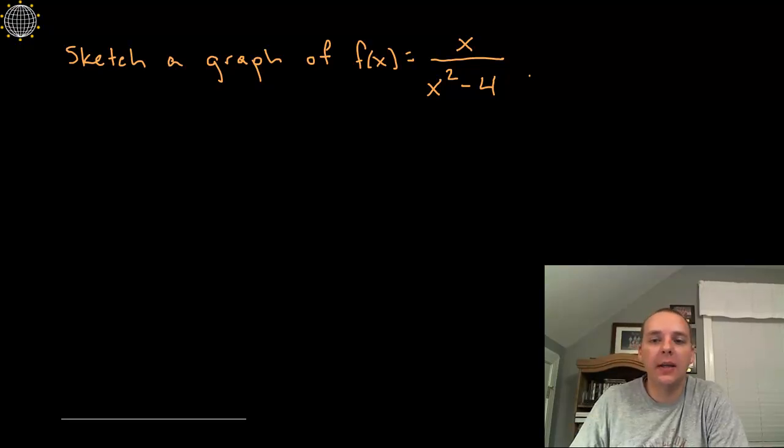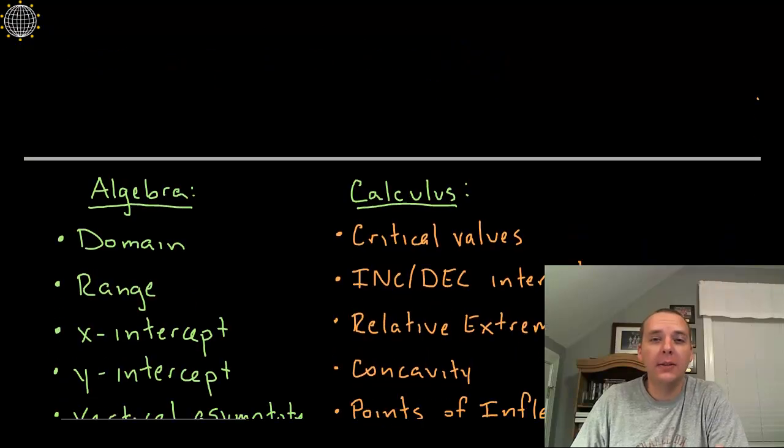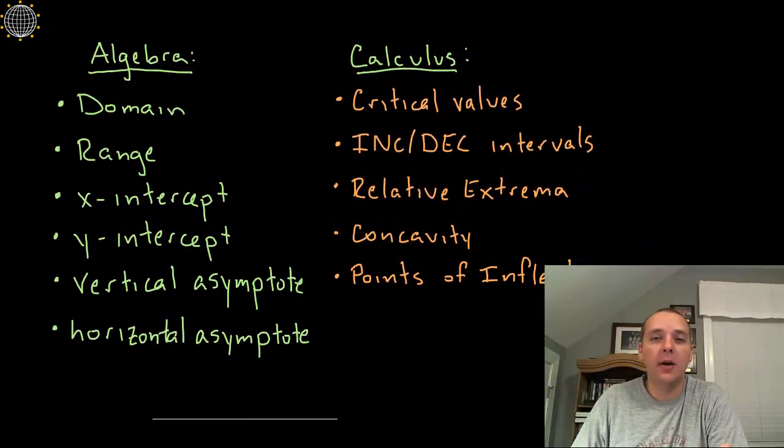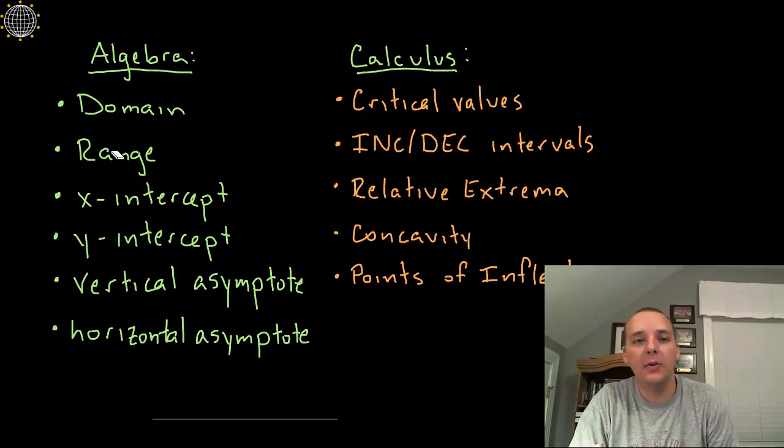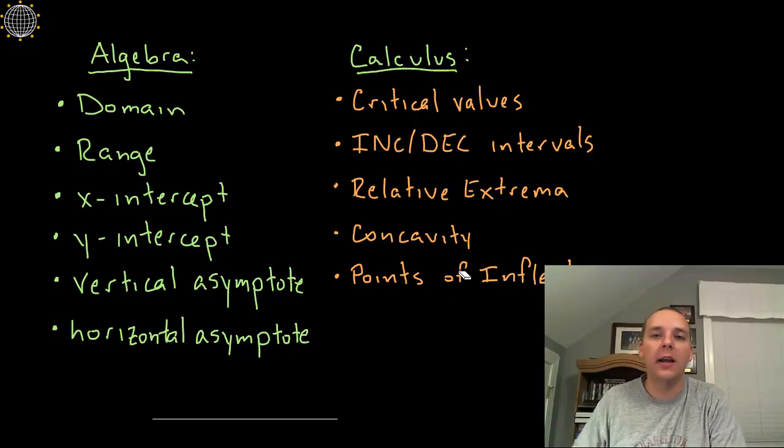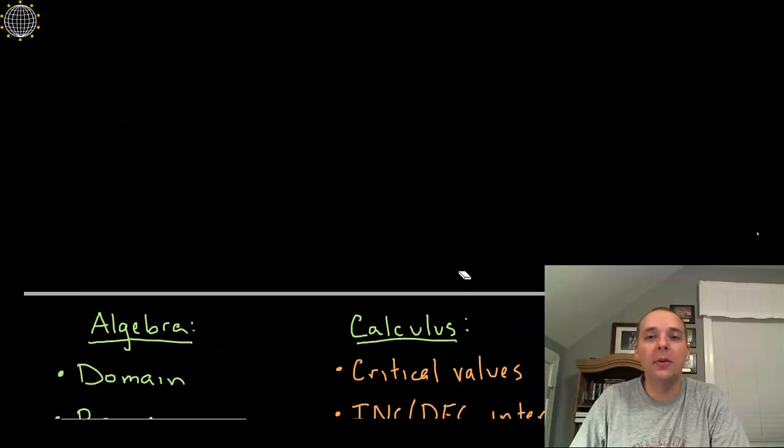So as we begin, let's first of all remember, what is it that we're expected to know about a function or be able to find for a function? Well, these can be broken down into algebra things and calculus things. So the domain and range, x and y intercepts, and asymptotes list falls under the algebra category, where the more recent things that we've been covering, like critical values and extrema, etc., fall under that calculus list. So these problems, I'll admit, are typically pretty long.